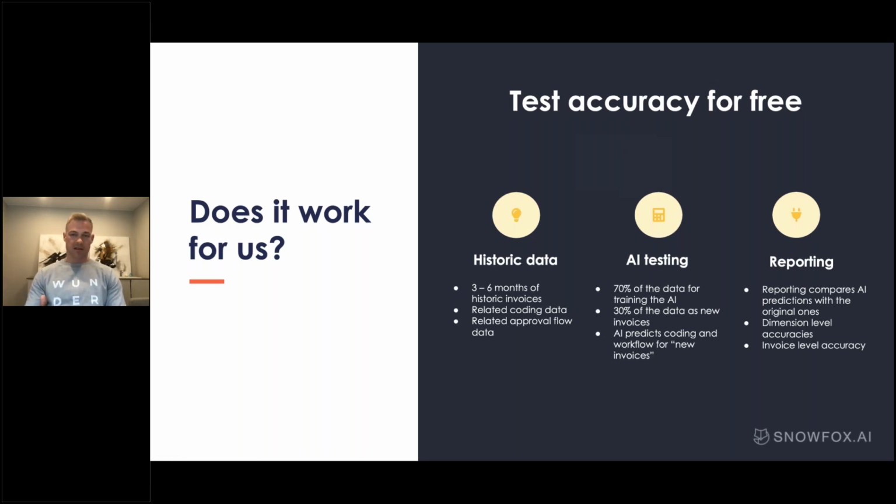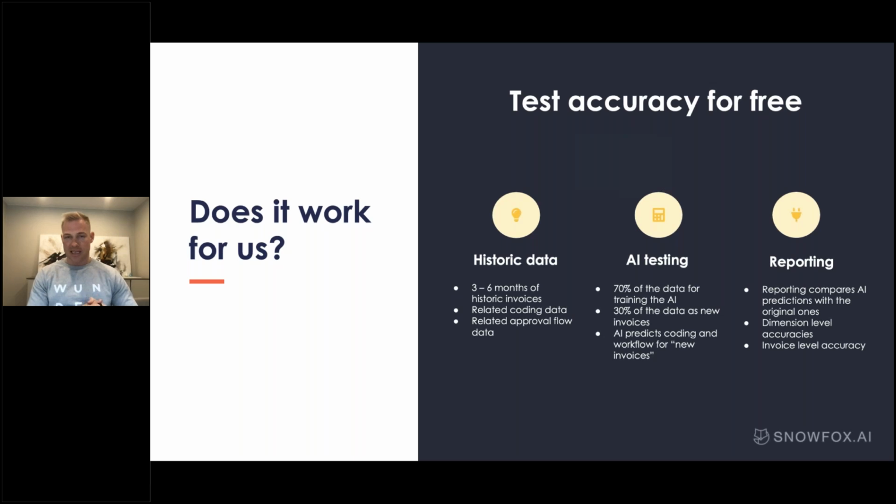You don't have to commit to implementing Snowbox AI in use, but if you want to know how well AI would work for you, we can conduct a free of charge accuracy test, capability test for you. There are 3 phases. Phase number 1 is that we need historic data from you. You should be able to extract historic invoices and the related coding data and approval flow data. Typically 3 to 6 months of historic invoices, codings and approval flow data. We will send you an upload link where you will send us the data.